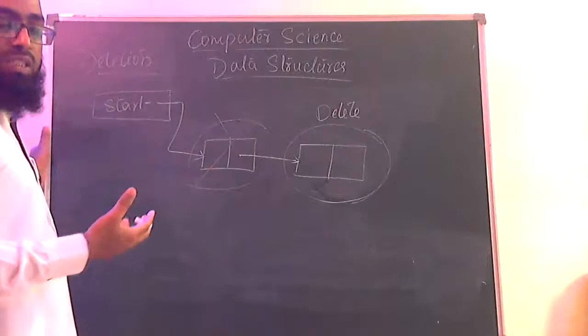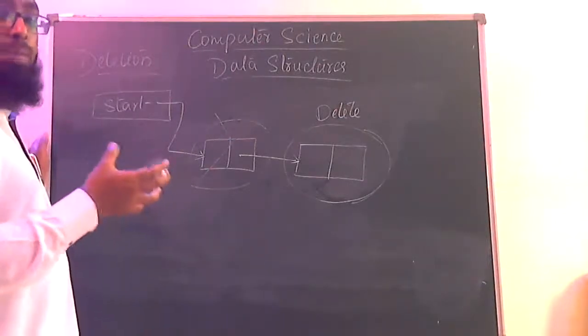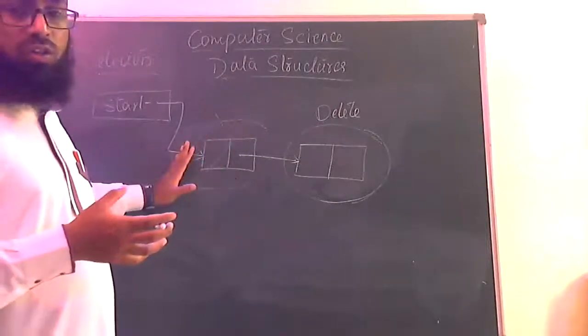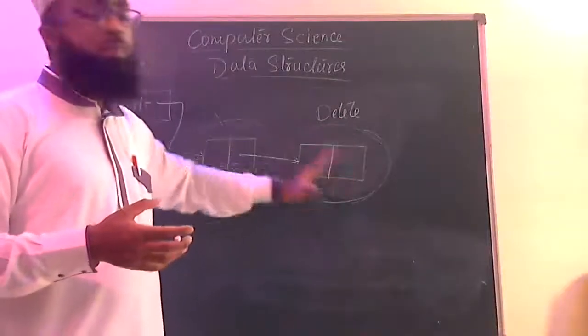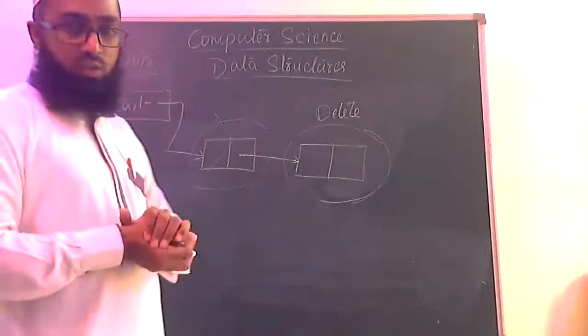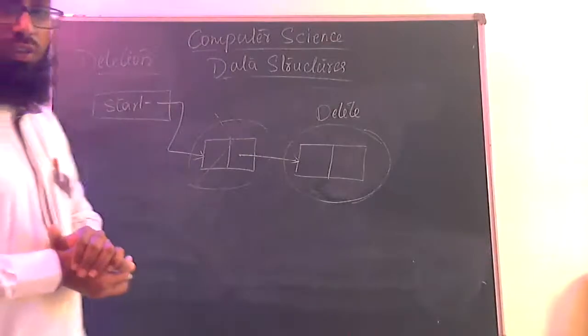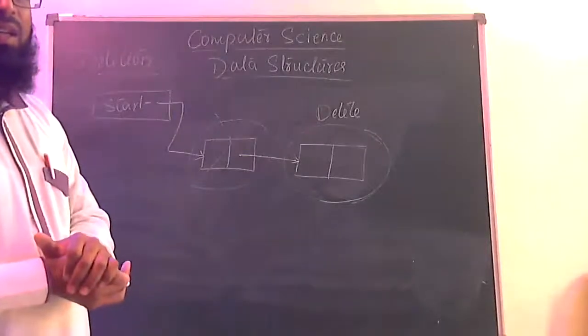If we do like this, then what will happen? It will create a big problem. So for that reason, we will not delete a middle node or the first node. The node which is inserted at last will be deleted from the stack at first. This is regarding insertion and deletion of a node from the stack or from the linked list.